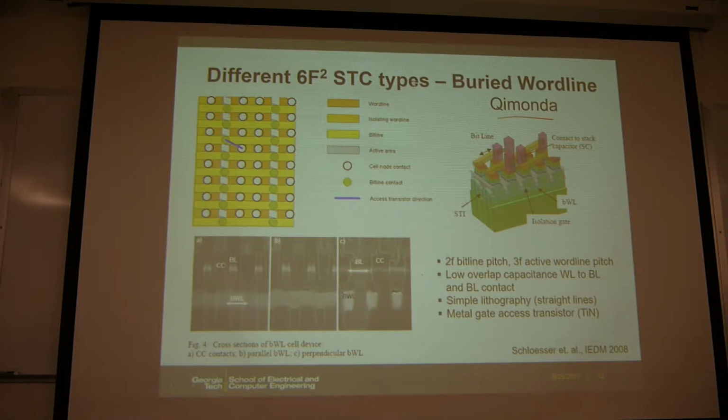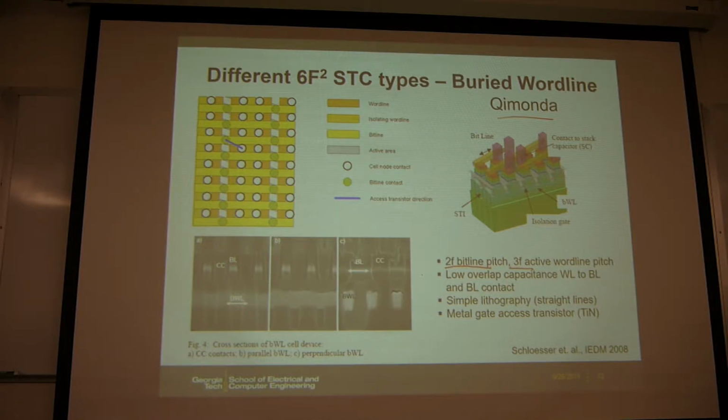So this is another design. You look at this design. The difference here is that the bit line becomes 2F and the word line becomes 3F. So this is just switched. The Samsung design is bit line 3F and word line 2F, and so the layout is a little bit different.